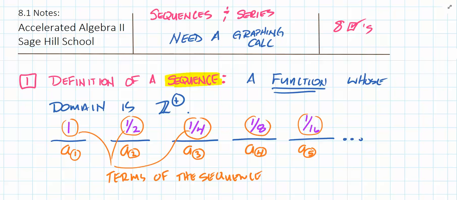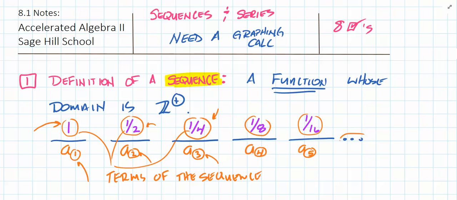Okay? So we could say the second term is 1/2. The third term is 1/4. The fifth term is what, everybody? What's the fifth term of the sequence? 1/16. Very good. So in terms of it being a function, what you got to ask yourself is, okay, if I input a 1, the output is a 1. If I input a 2, the output is a 1/2. If I input a 3, the output is a 1/4. And so on and so forth. That's why it's called a function, okay?